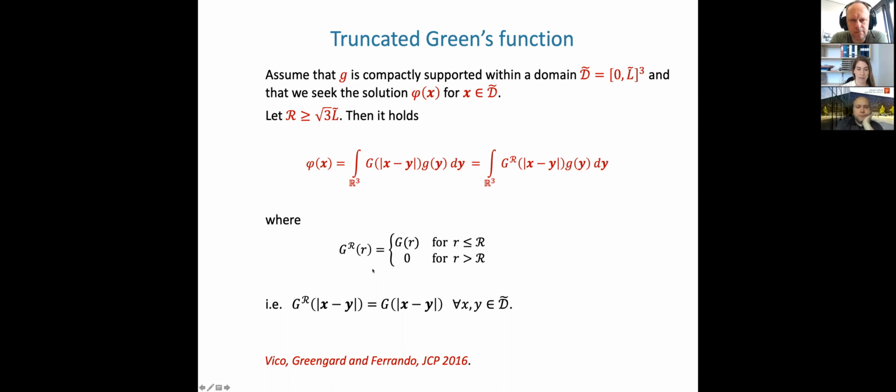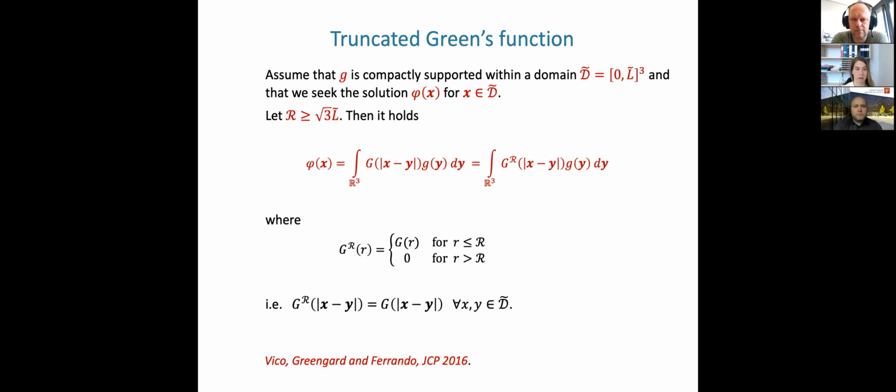So then if we take our Green's function and replace it with a function with a superindex R, capital R, and we let it be equal to the Green's function as long as r is smaller than that distance, which we set to the maximum distance between two points in the cube, and 0 otherwise, then we haven't changed the solution, as long as we stay within the cube.